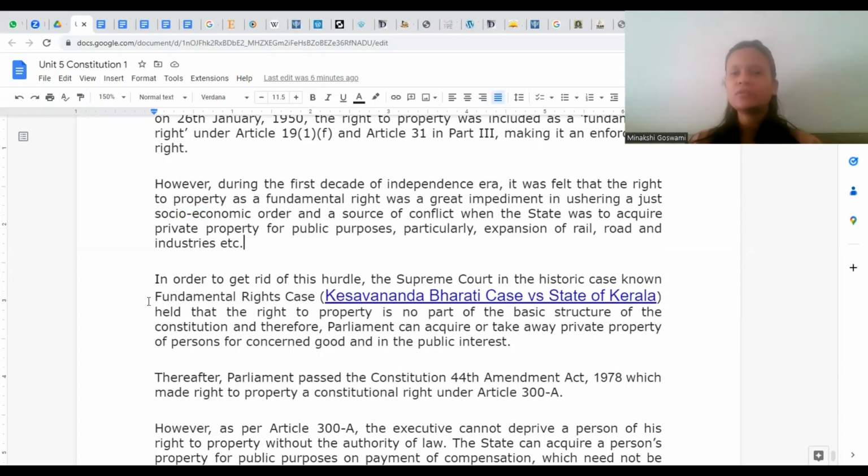So, in order to get rid of this problem, Supreme Court gave this decision in Keshavananda Bharati case, which is also known as fundamental rights case. So, in this case, Supreme Court clarified that right to property is not a part of basic structure. Are you aware what is basic structure theory in constitution? No. No. So you get it in amendment part.